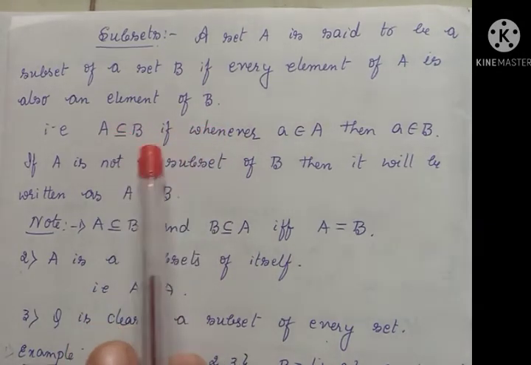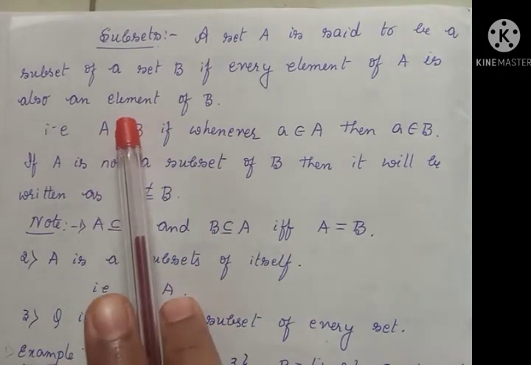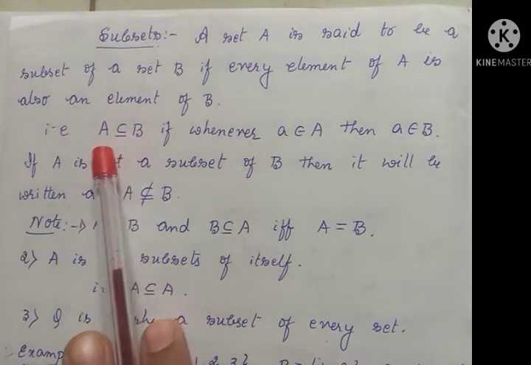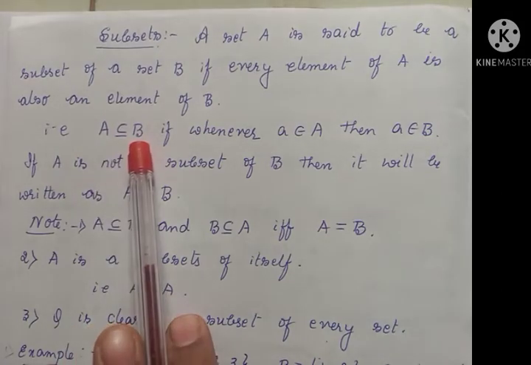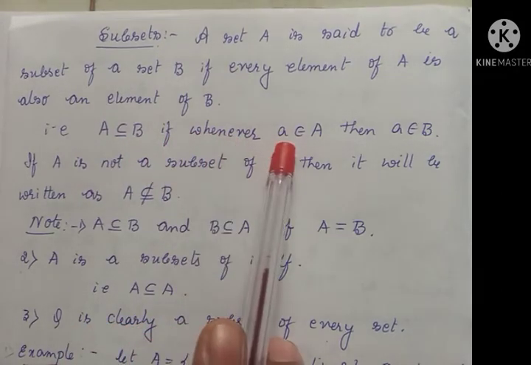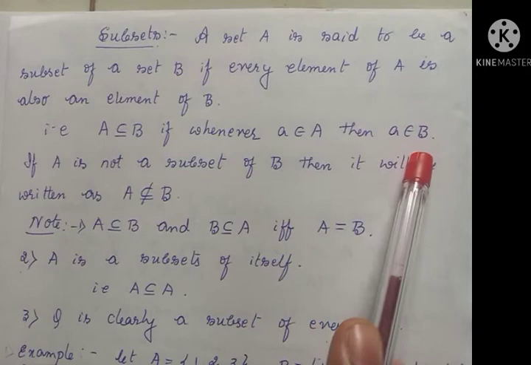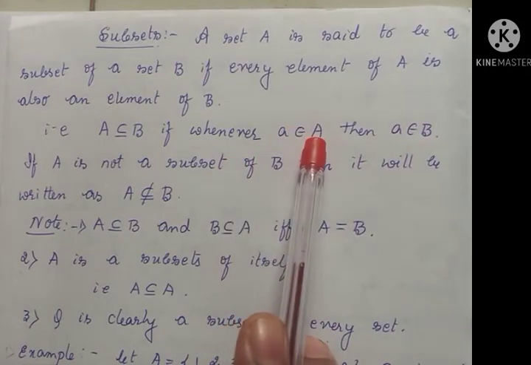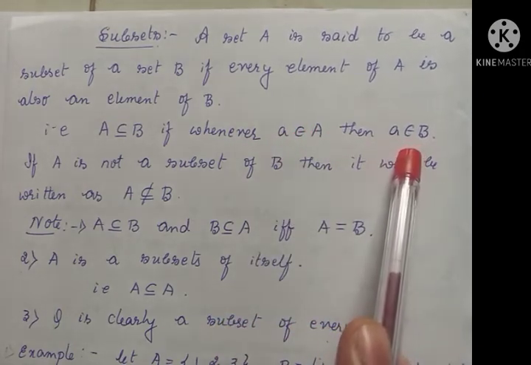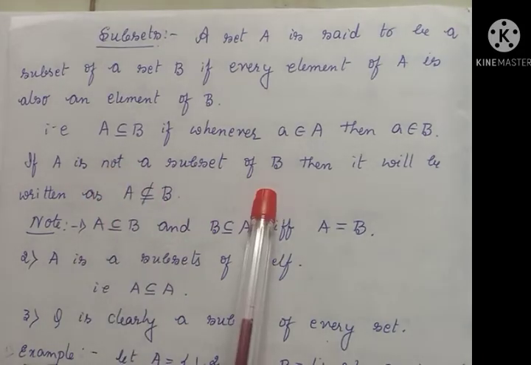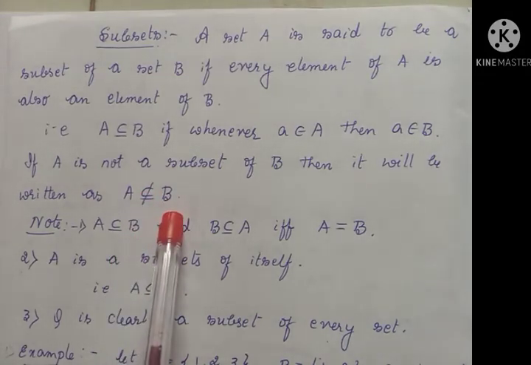That is, symbolically we write like this. A, this is the symbol for subset, like a C with a line below it, B. So we read this as A is a subset of B if whenever x is an element of set A, then clearly x is an element of set B. So that means for this set A, if you choose one element x, clearly that element belongs to B. If A is not a subset of B, then we write A, with this not-subset symbol, B here.